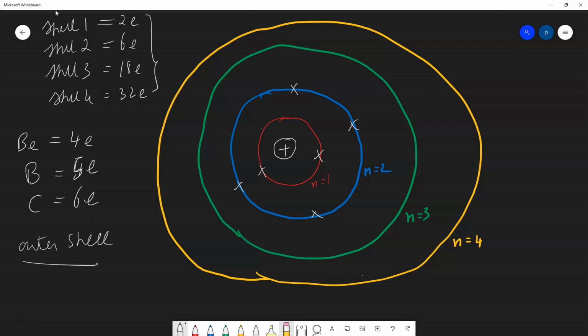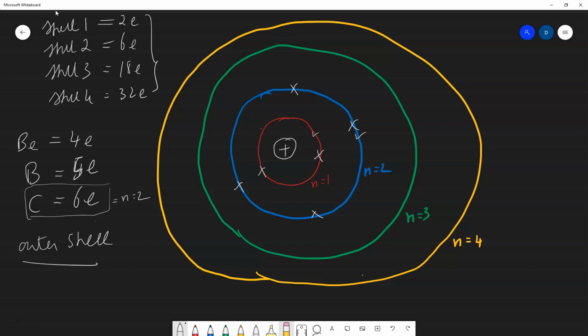Say for example in a carbon, to fill 6 electrons, carbon requires shell number 1 and shell number 2. You can say that the inner shell is always 1, but the outer shell means the remaining 4 electrons, which occupy a shell, so that's called the outer shell. So the outer shell for carbon will be n is equal to 2. The second shell is the outer shell.